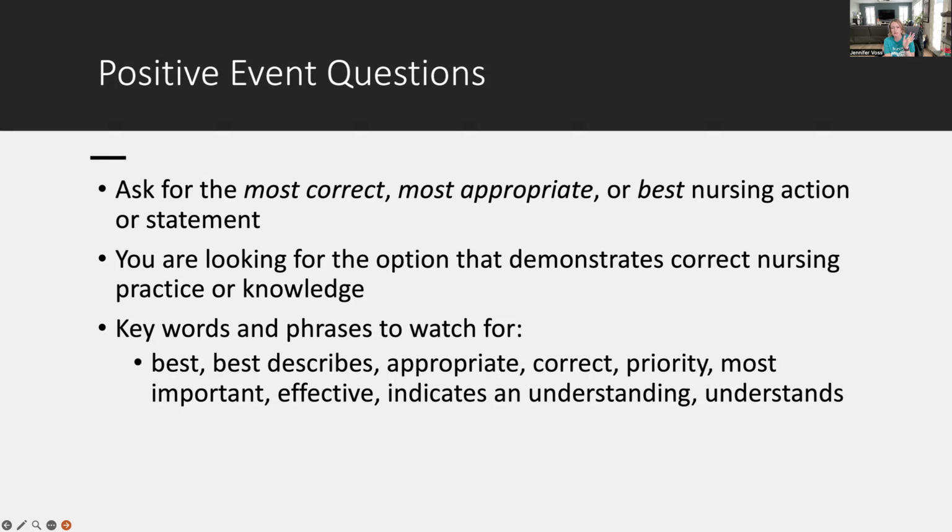And then I have included a bunch of keywords and phrases. So best, best describes, appropriate, prioritizes, understands, and then nursing questions love to use indicates an understanding. And then I believe I even have that in the example, and we'll talk about how you'll see that one with a negative polarity too.